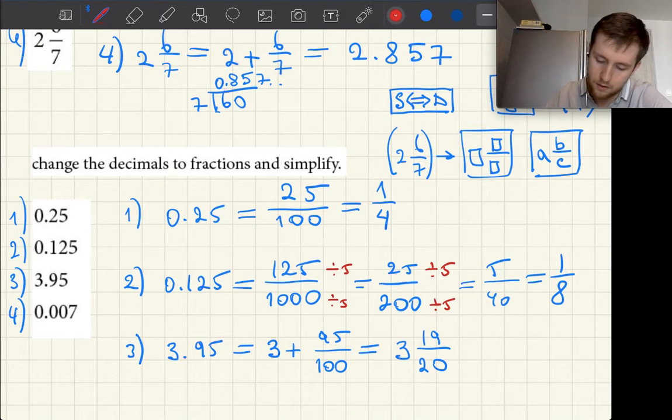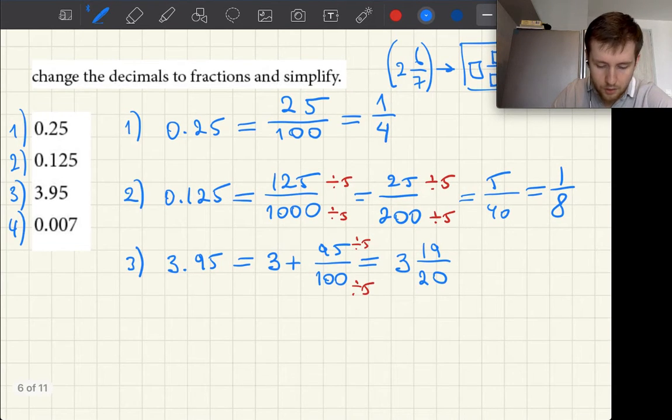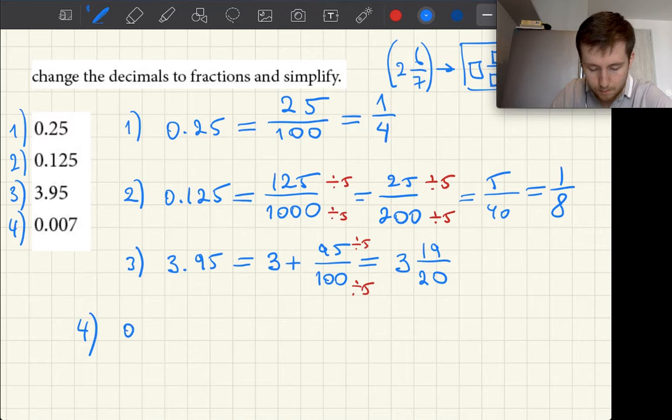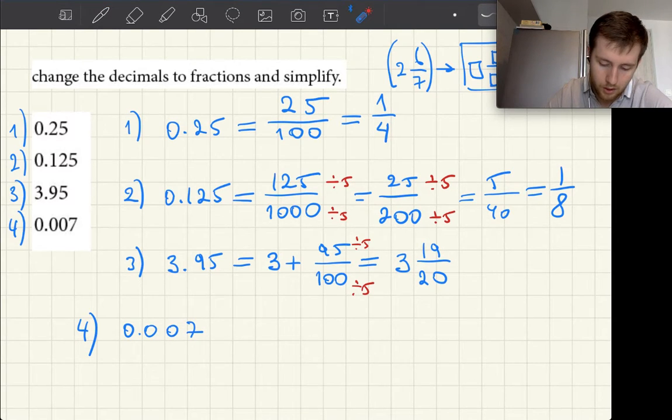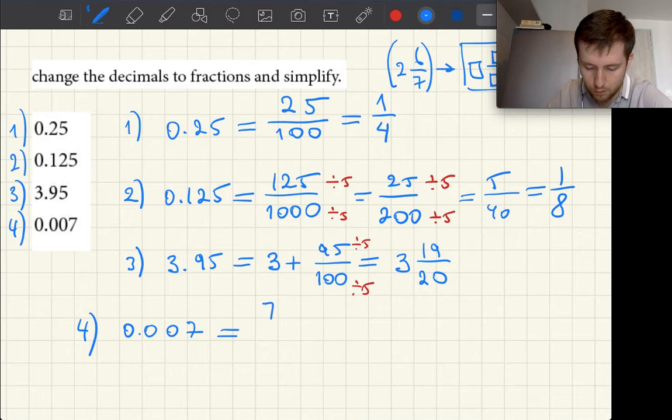If we divide this fraction by 5 like this. And finally 0.007. Again, watch out, here mistakes can be made. Let's just think about it. If the 7 was here, it would be 7 over 10. If it was here, it would be 7 over 100. But because the 7 is here, it's 7 over 1000.